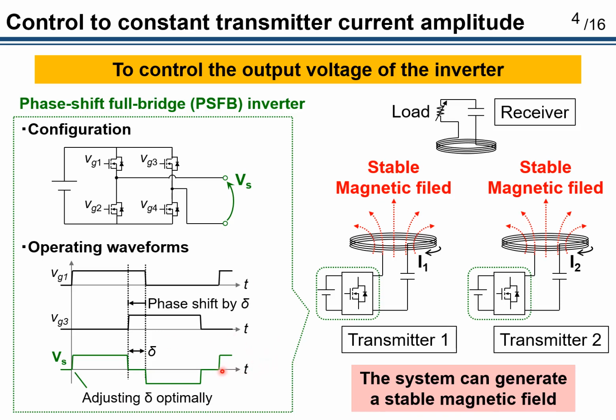Hence, by detecting the current amplitude and adjusting delta optimally, the constant transmitter current amplitude is achieved. Then, by applying the inverter to each transmitter, the system can generate a stable magnetic field. However, there are two factors that hinder the practical application of this system.